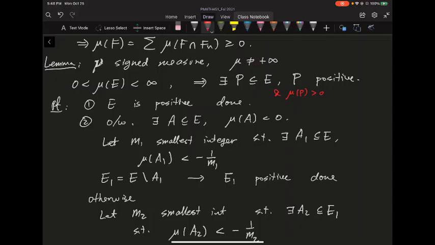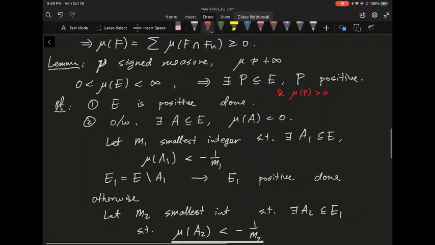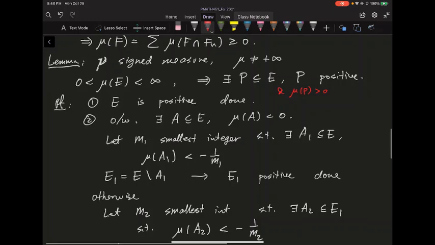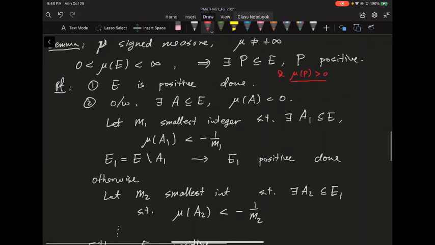So now we're ready to prove the main theorem of signed measures, the Hahn decomposition theorem. Before we start, I just want to point out that in the technical lemma we proved in the last video, I actually missed a condition. I should say that this positive subset P of the positive measure set E has mu of P strictly positive.